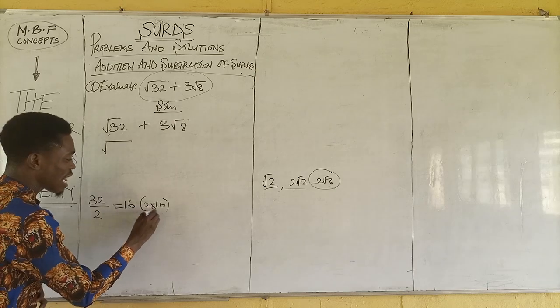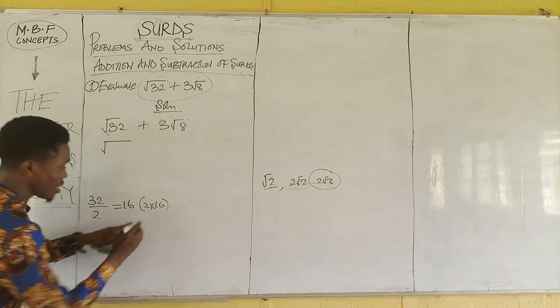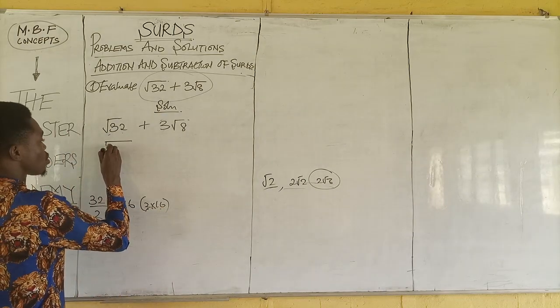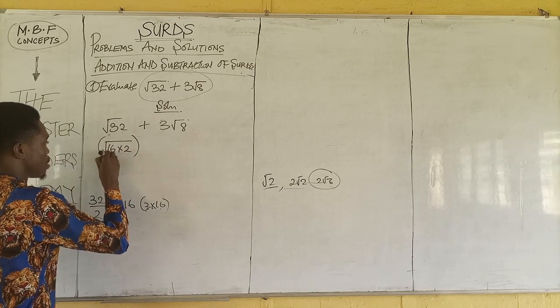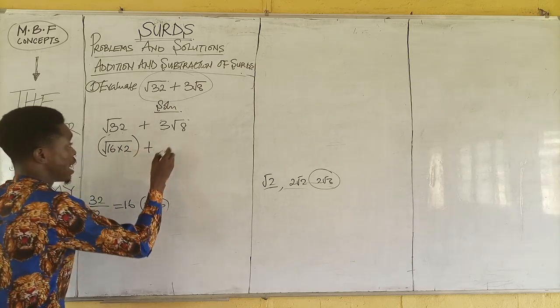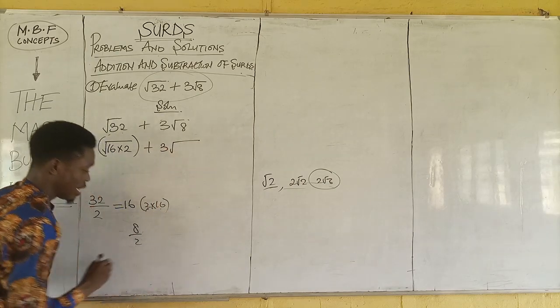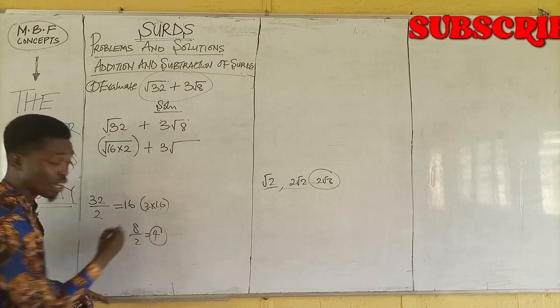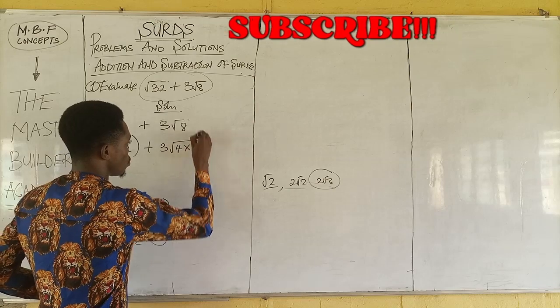Now we check whether one of these values is a perfect square. If one of them is a perfect square, we quickly go with it. 2 is not a perfect square, but 16 is a perfect square. Therefore, we are going to have this as root of 16 times 2. Let's be using brackets to separate the 2 factors. Then this will give us 3 root. Now 8 divided by the least number, which is 2, will give us 4. 2 times 4 is 8, and 4 is a perfect square, right? So we are going to have this as root of 4 times 2.